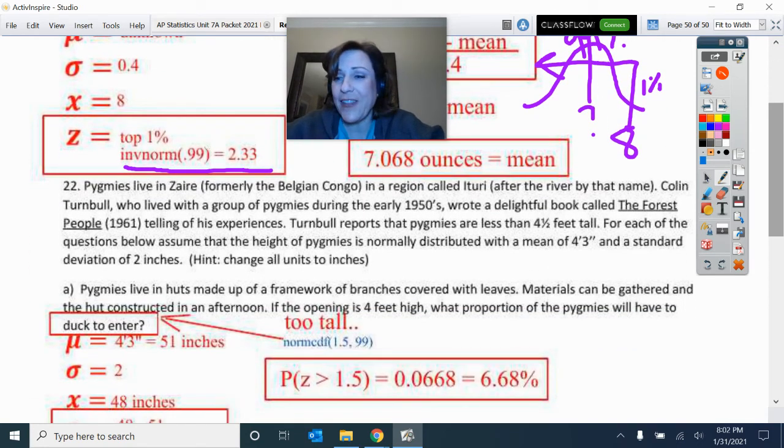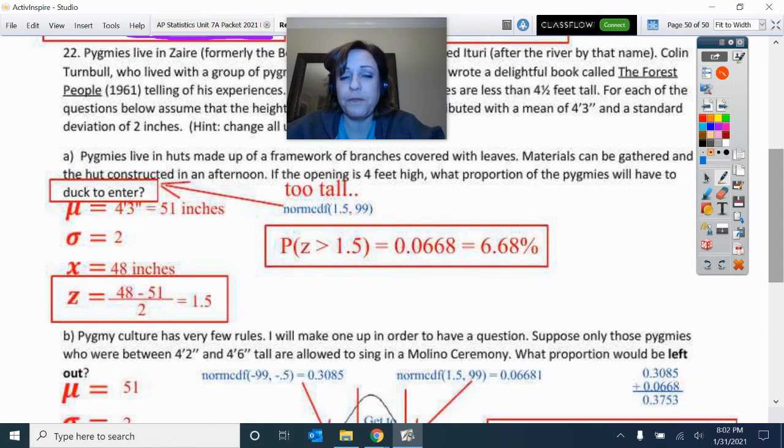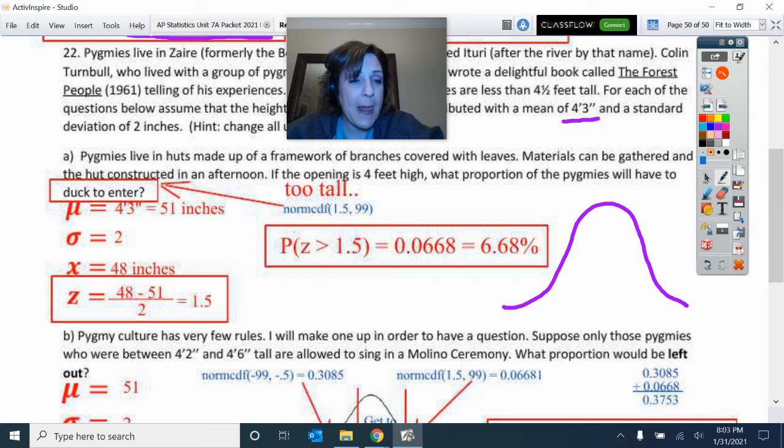Okay. And our last ones, we have these pygmies of Zaire. And so here we are asked, and you had to be careful on these, you had to change over to inches. Okay, so we had the mean of 4'3", which is 48 plus 3, so 51 inches is the mean. So watch your units, okay? That's one thing you need to make sure that you're paying attention to. So here we wanted to know what proportion is too tall.